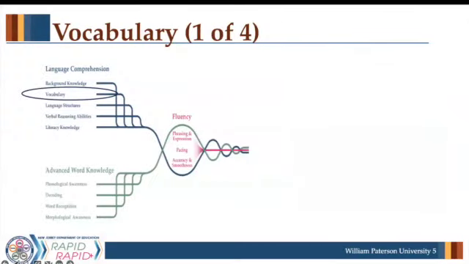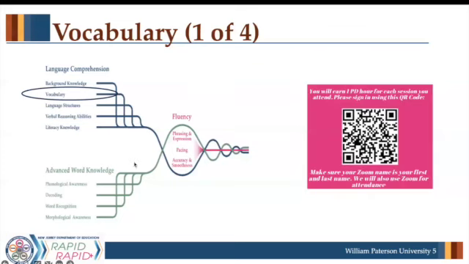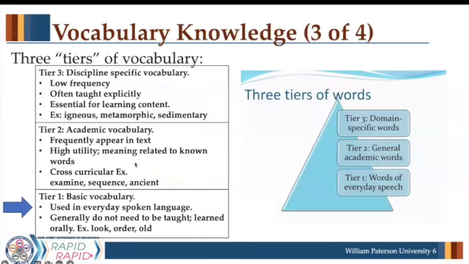Okay, so we're going to talk a little bit about how vocabulary helps students to make meaning of the text that they're reading. First of all, it's important to realize that there are three different tiers when we think about vocabulary knowledge. Often, the oral language that we use is based on tier one words.